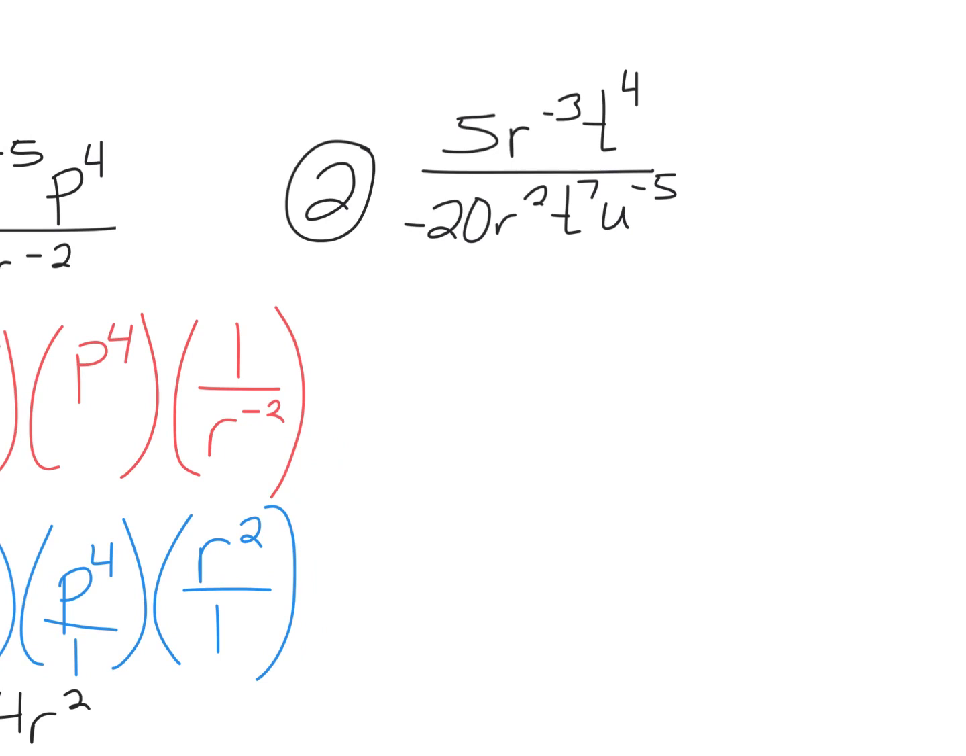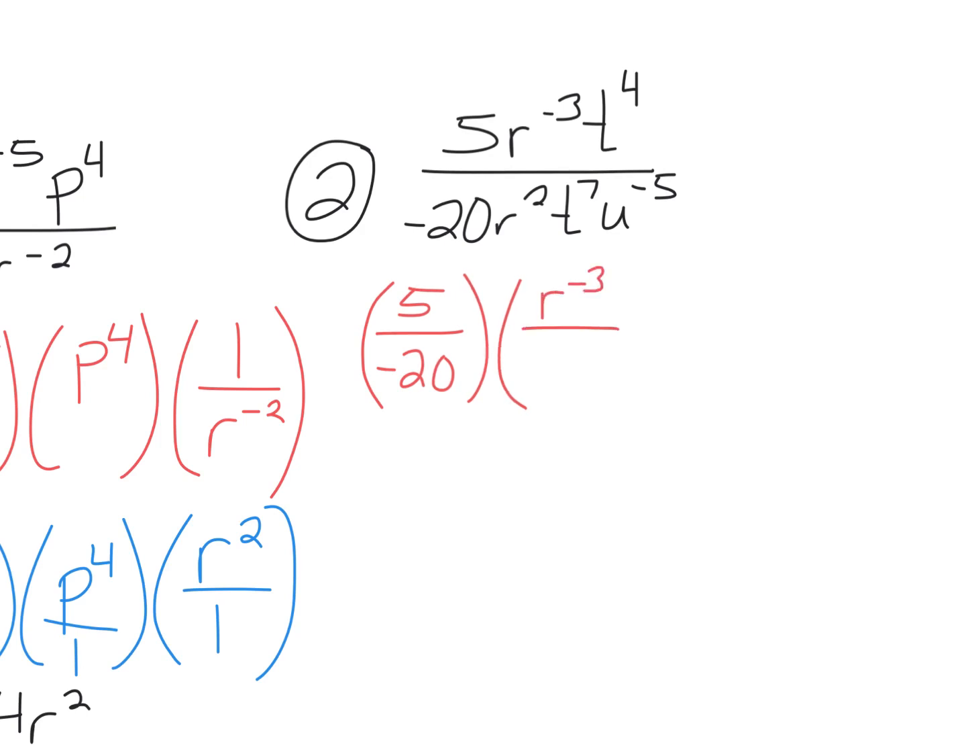Number 2. What do we notice about number 2? Hot mess? Okay. What can we do if we think it's a hot mess? How can we make it easier on ourselves? Separate it out. What can I put together? I heard you're both right. I'm just going to work left to right. What can I put with that 5? -20. Yep. I heard the r, so I have r to the -3 on the top.